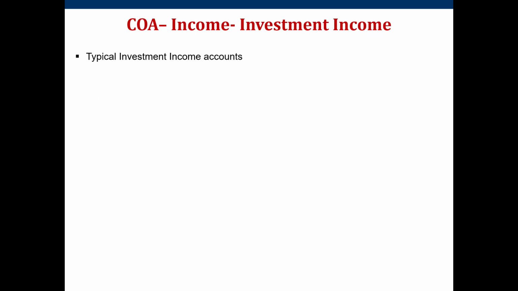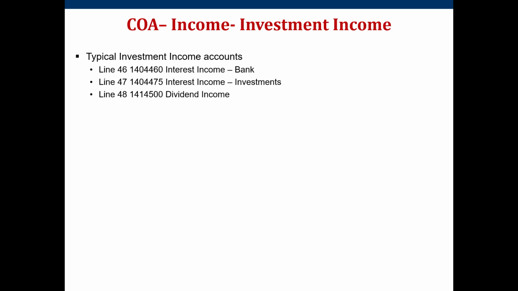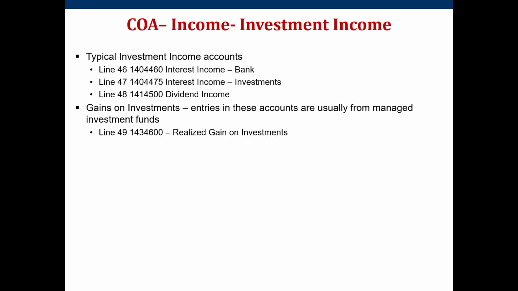The next income section is investment income, which starts at line 45, investment income gains. We have our typical investment income, which would be bank account interest, investment interest, or dividend income. If your local union's investments are with an outside investment manager, you more than likely record monthly or quarterly entries for the realized or unrealized gain on the sale of investments.